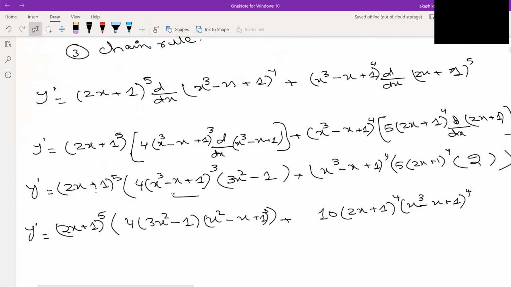I just multiplied 2x plus 1 with the whole term. So 2x plus 1 was as it is, and multiplying 4 with 3x square minus 1, and then keep writing this x cube minus x plus 1 whole power cube, and then there's a plus sign. Multiplying 5 with 2, it becomes 10, and then 2x plus 1 power 4 multiplied with x cube minus x plus 1 power 4. Is it clear? Okay, let me check the answer.